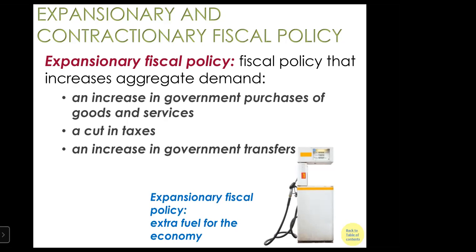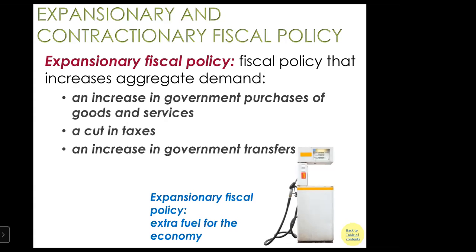How government policy can increase aggregate demand is through the following three possibilities. Either there's an increase in government purchase of goods and service, which has a direct impact on aggregate expenditure. Or there's a cut in tax, which indirectly affects C and I. Or there's an increase in government transfer, which is going to increase C indirectly. Right? So this is expansionary fiscal policy.